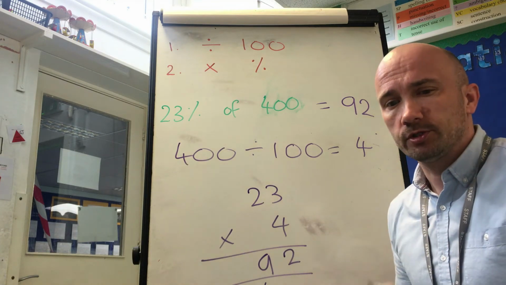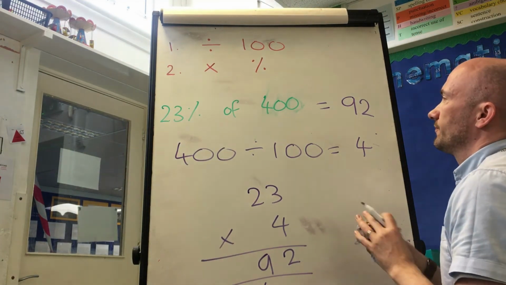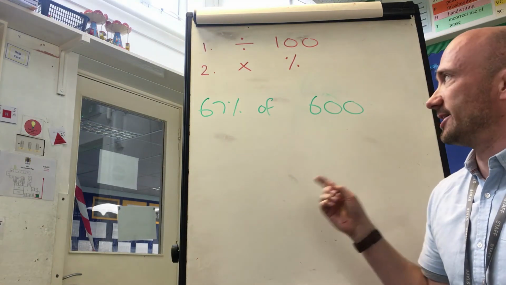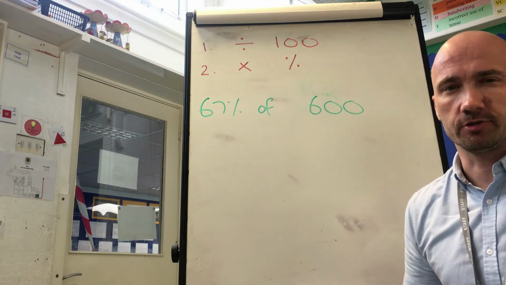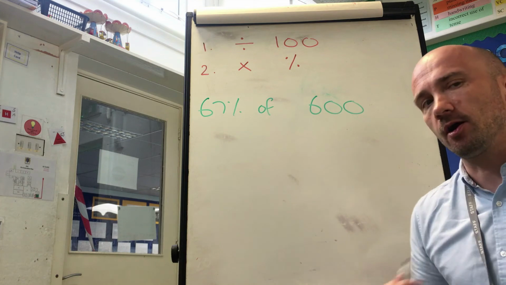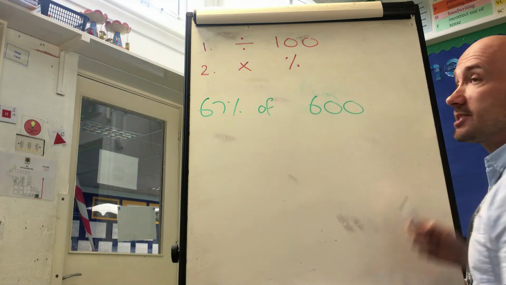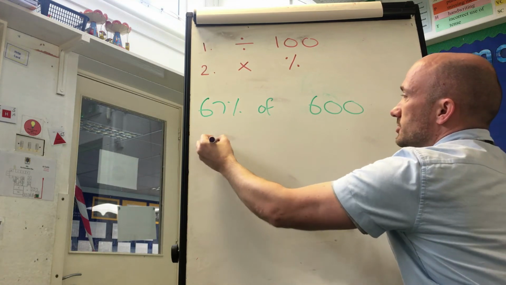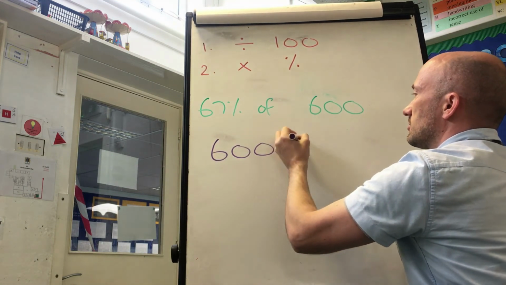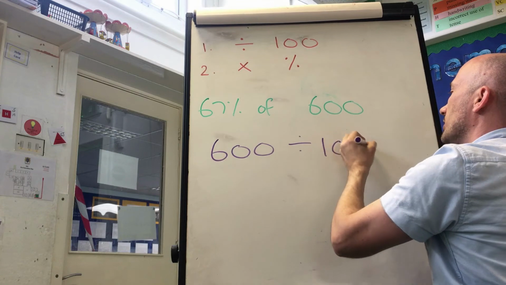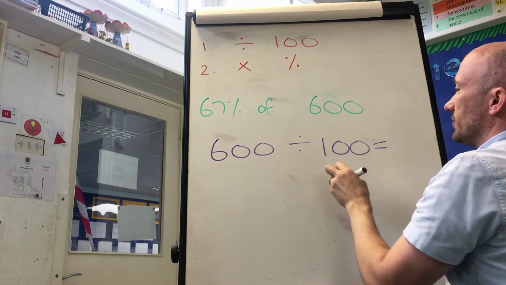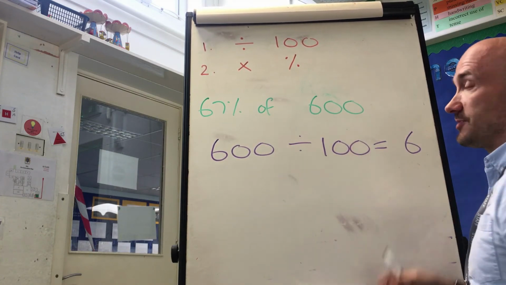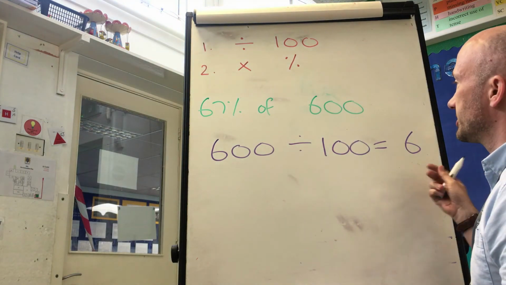Let's just do one more just to make sure you understand that one. Okay, the next one I'm going to try is 67% of 600. It's slightly trickier because the times tables might be a bit harder for you. But it's the same process. So step 1, we need to divide the number by 100. So 600 divided by 100. Move it 2 places, equals 6. So that gives me 1%. 1% of 600 is 6.